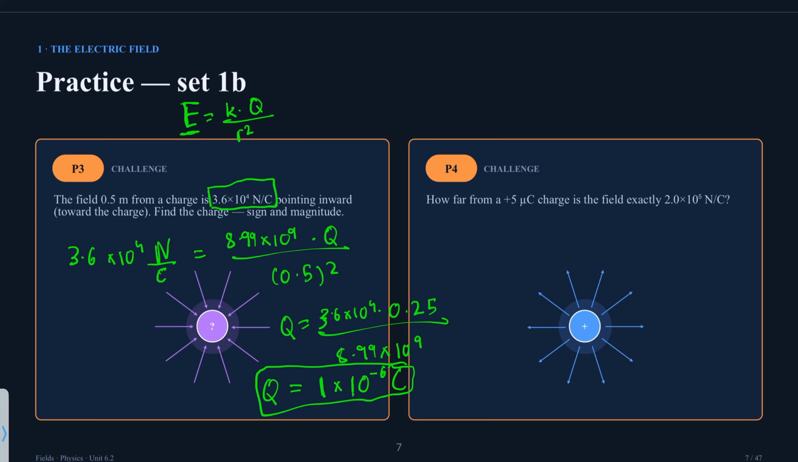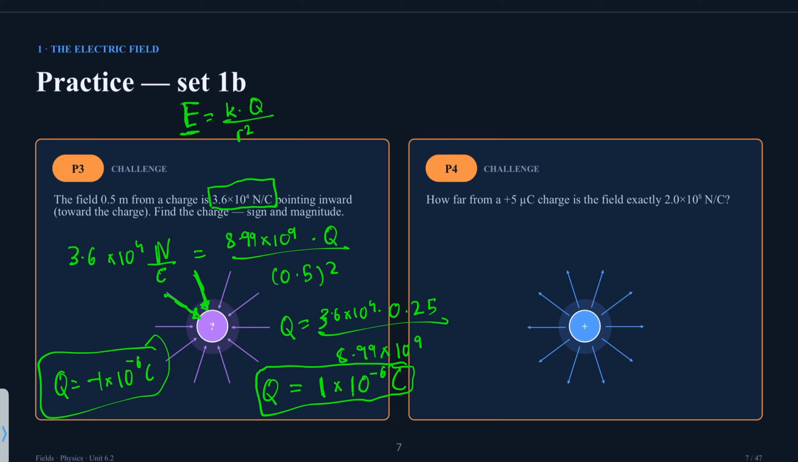Okay. And what's the sign of the charge? Is it positive or negative? If the arrows are pointing inward, what does that tell you? It's an electron, negative charge, right? So Q is equal to negative 1 times 10 to the 6 coulombs. Or 10 to the negative 6, sorry.